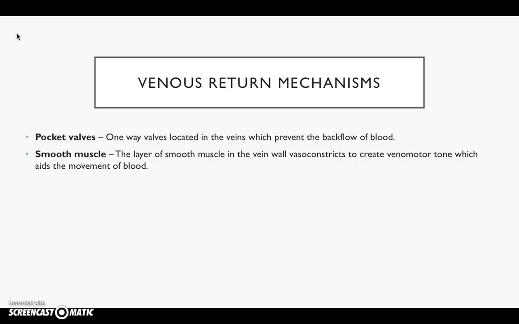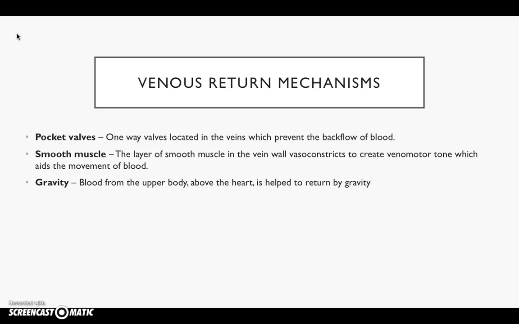Then we have smooth muscle. A layer of smooth muscle in the vein wall vasoconstricts to create venomotor tone, which aids the movement of blood. So vasoconstriction is the narrowing of blood vessels, which we'll go on about in lesson. So when our blood vessels narrow, that is what vasoconstriction is known as. Think of a boa constrictor snake, narrowing, squeezing.